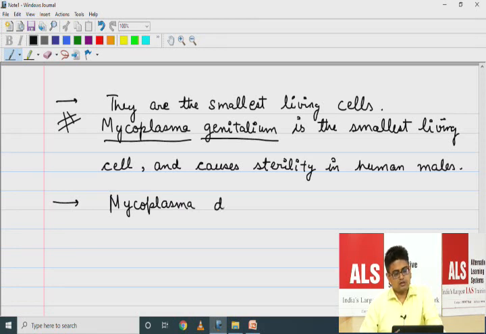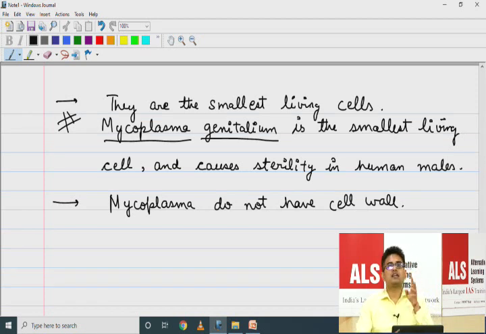They do not have a cell wall. This means that any antibiotic which inhibits cell wall formation will be ineffective against mycoplasma. Antibiotics kill bacteria, and most bacteria have a cell wall, right? Nearly all bacteria have a cell wall. So if we inhibit the cell wall formation, the bacterial growth will be limited or the bacteria will die.